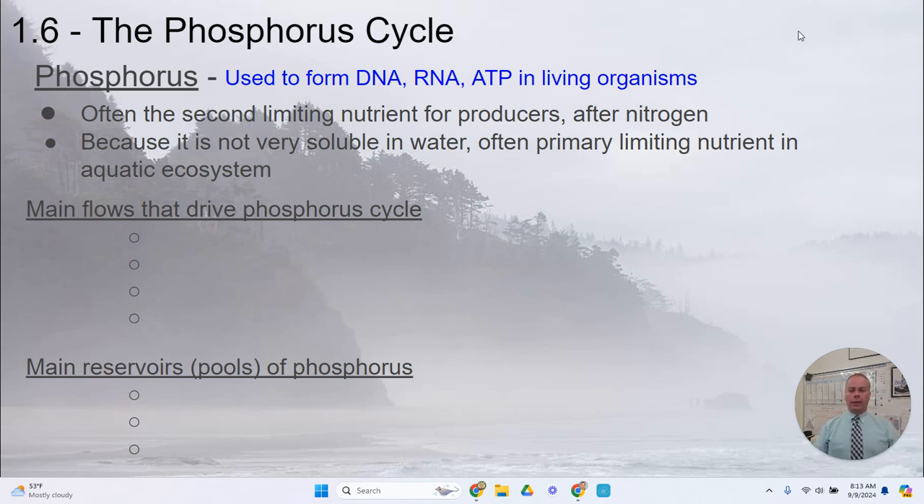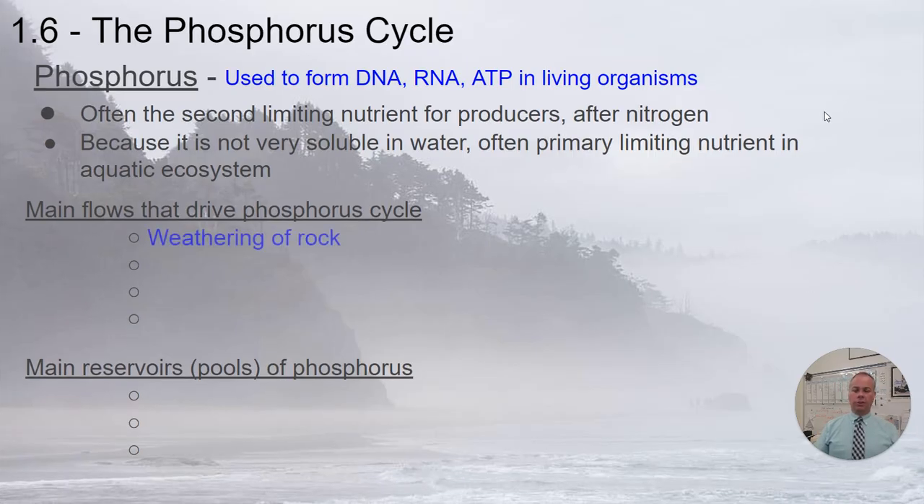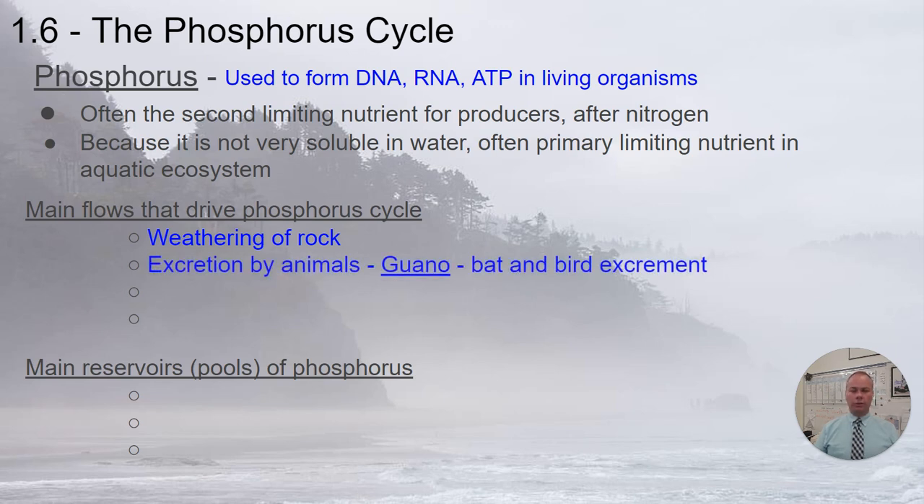In aquatic ecosystems, often we see phosphorus as the primary limiting nutrient because it's not as soluble in water as some of the forms of nitrogen are. So often phosphorus is limiting in aquatic ecosystems. If we consider the flows, fluxes, and reservoirs or pools of phosphorus in ecosystems, the main flows that drive the phosphorus cycle are the weathering of rock, the breakdown of rock over time by the elements, and excretion from animals.